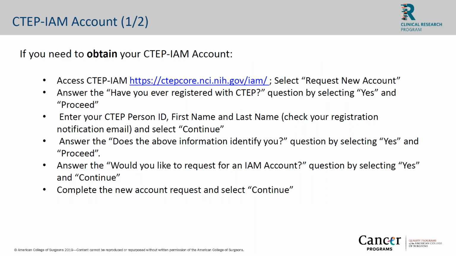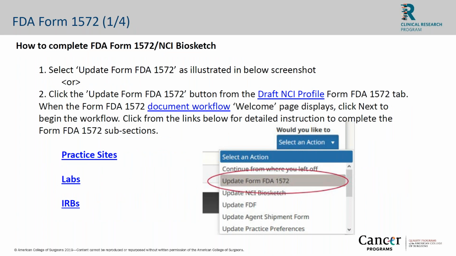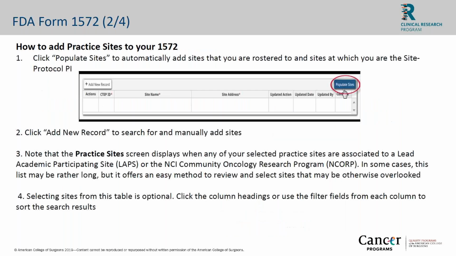In order to obtain your CTEP IAM account, please follow the instructions below. If you need to edit an existing CTEP IAM account, please follow the instructions below. If you need to complete your FDA Form 1572 or your NCI Biosketch, please complete instructions below. If you need to add practice sites to your 1572, please follow the detailed instructions on this slide and the next slide.